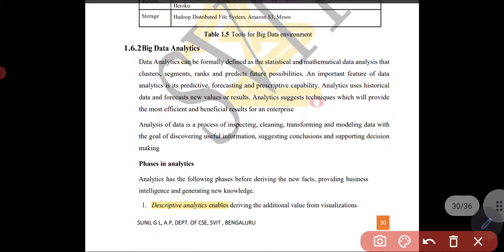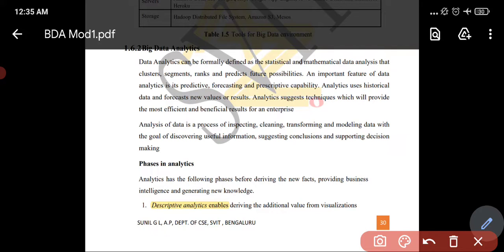And the next, big data analytics. Big data analytics is defined as the statistical or mathematical data analysis that clusters, segments, ranks, and predicts future possibilities. So here we do statistical and mathematical data analysis that clusters, segments, and ranks, and predicts the future possibilities. That is nothing but big data analytics.